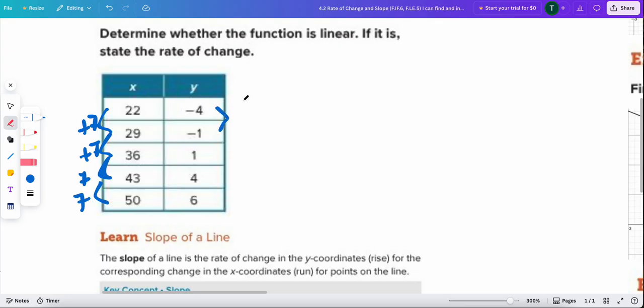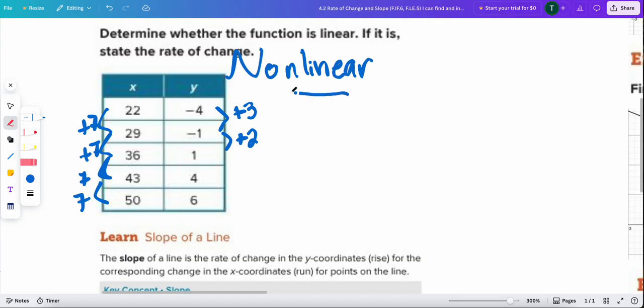So then we go look at our y. So this is adding 3. This only adds 2. Right here, I automatically have that it doesn't stay the same. So this means it is nonlinear. And that would be because it's not constant. So we don't have a rate of change there.